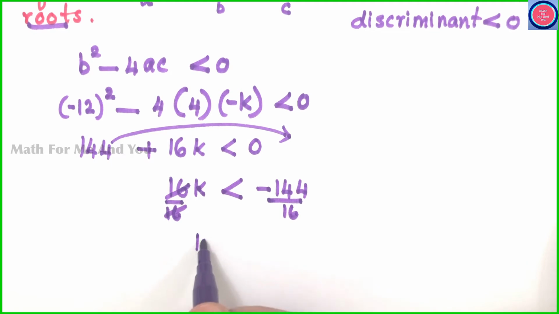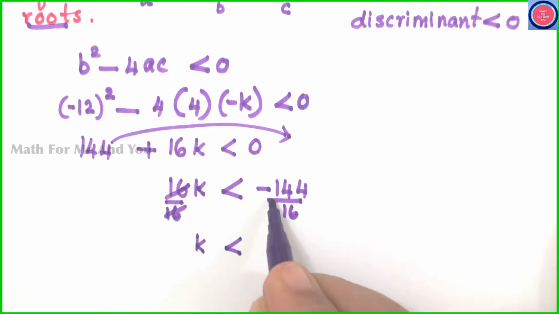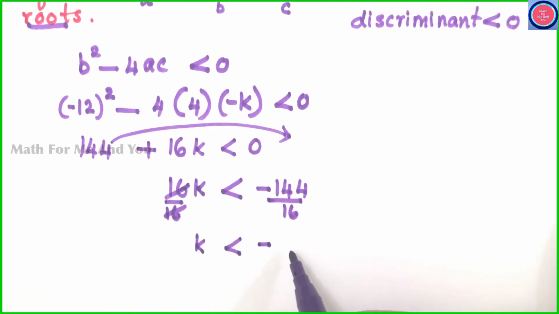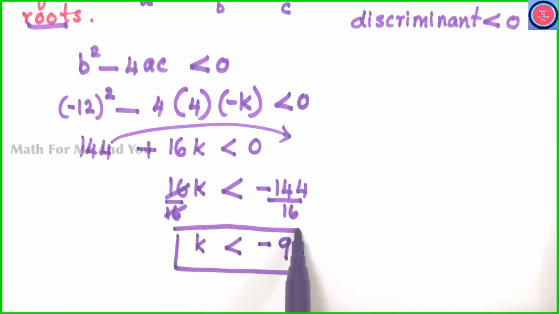Left side we get k because 16 cancelled. Minus 144 over 16. If you want, you can cancel first with the 4, numerator and denominator. And again we can cancel by 4. Or directly we can cancel with 16. Then we get 9. k less than minus 9.